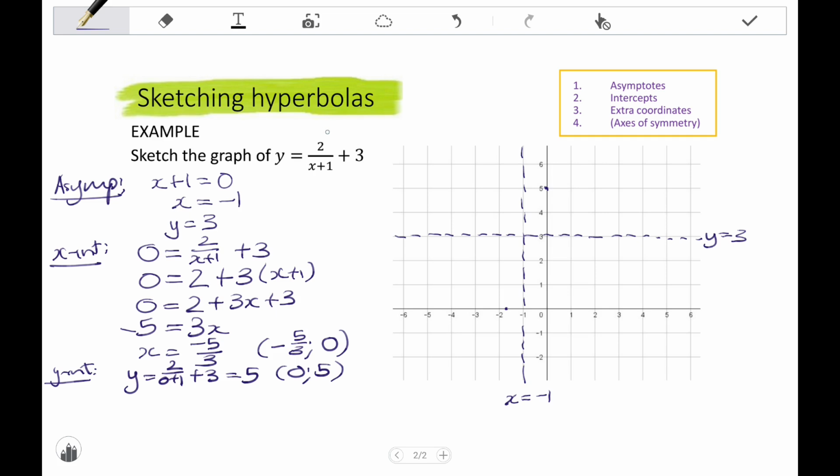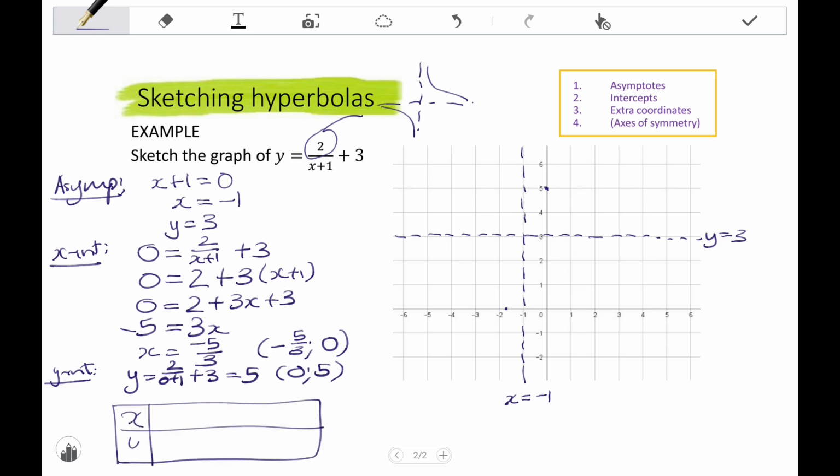Now that is not enough to sketch the graph. Okay, I can know from the a value that my graph will sit in the first and the third quadrant, but I need more points to draw an accurate graph. For that, you can use your calculator to find a table of values, or you can do manual calculations. Okay, so I want some x values on either side of the asymptote again. So where x is -3, -2, let's do 1, 2, and 3.